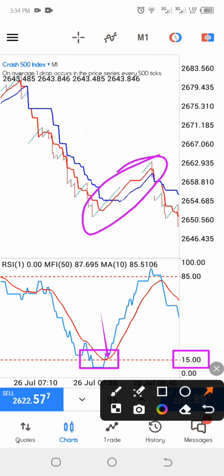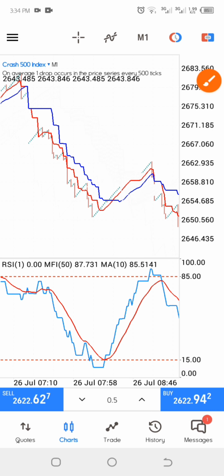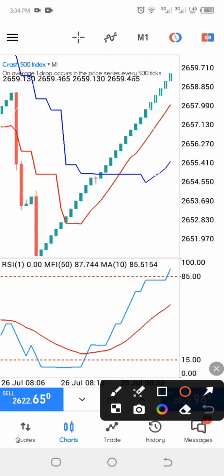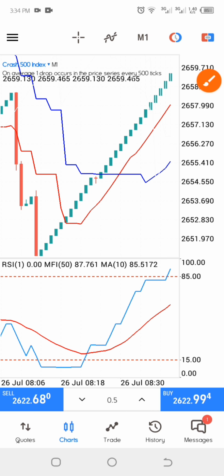So after you see the cross, then you look into your main chart and you want to see that the lines cross each other right here. So when they cross each other, you are now going to enter your trade, which we are going to enter right at this candle right here. So that is how you take a trade with this strategy.